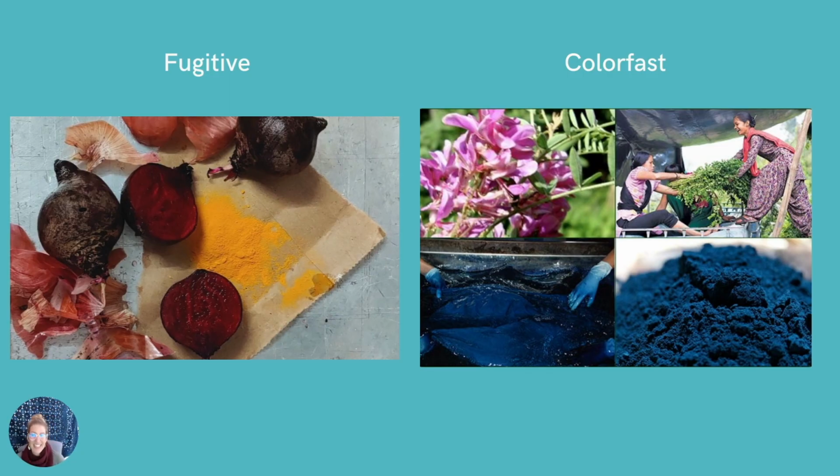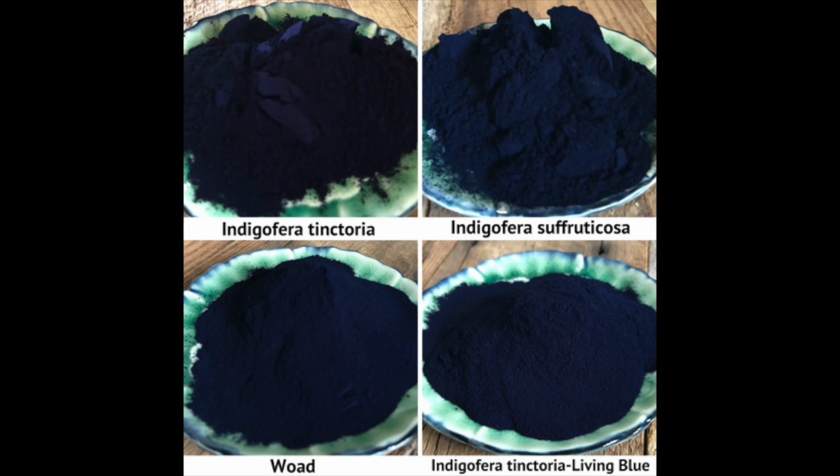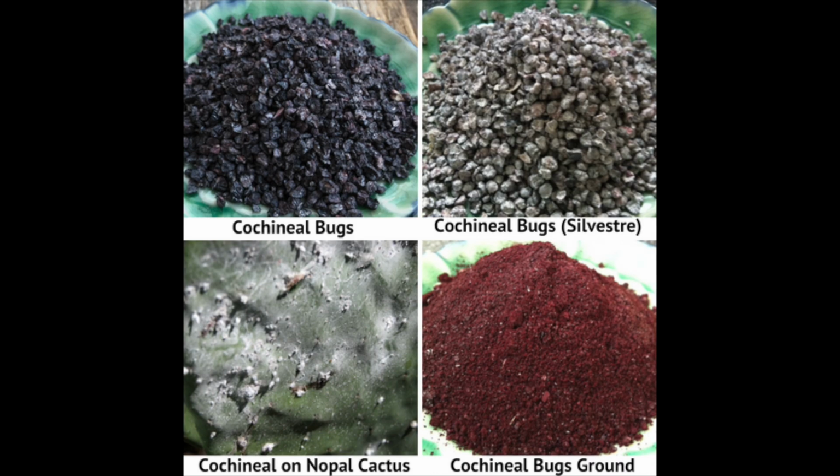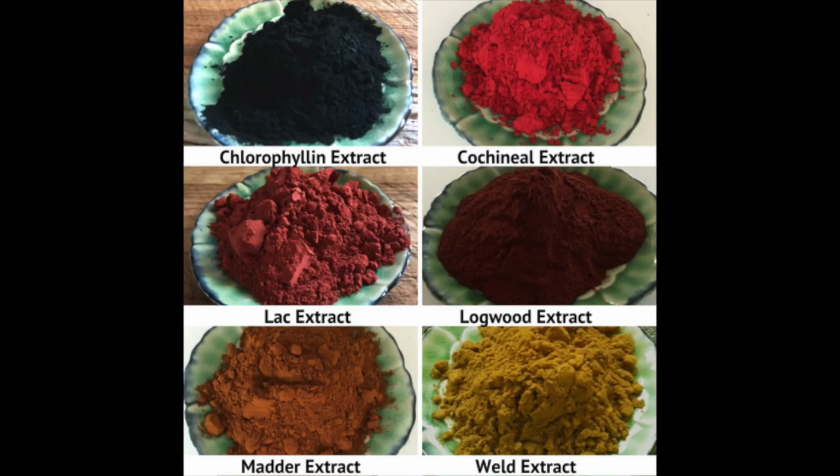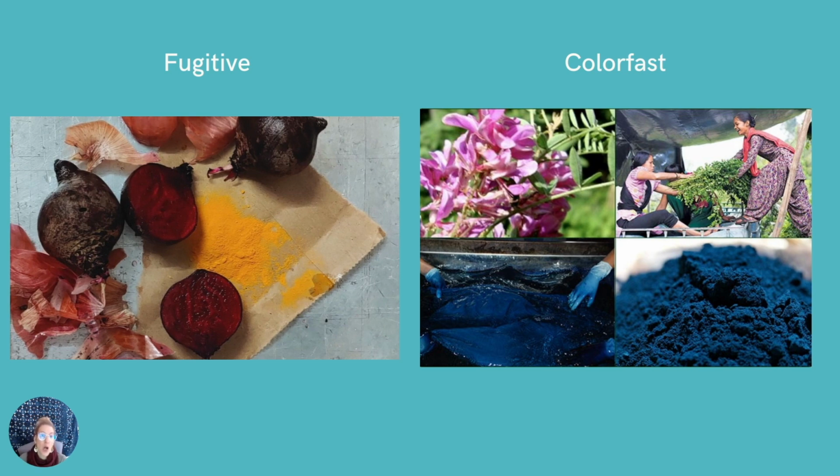Color fast, again, is a dye that will not fade over time, and it can be further broken into two different types of lasting. Light fastness, which is how long it will last when exposed to the light, and then wash fastness, how long it will last during repeated washings. Color fast dyes are things like plants, like indigo, woad, weld, or goldenrod, nuts like walnut, insects like cochineal, and roots like madder root. These are all color fast, meaning they will last over time as they're exposed to the light or washing.